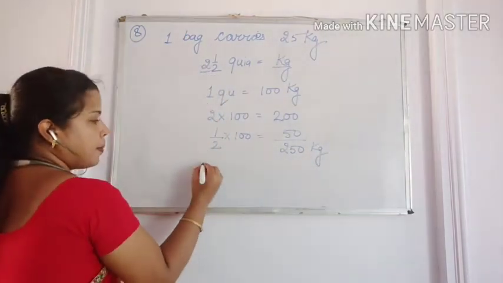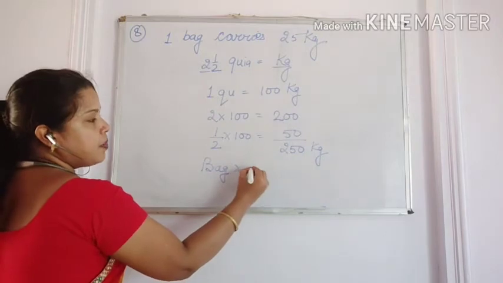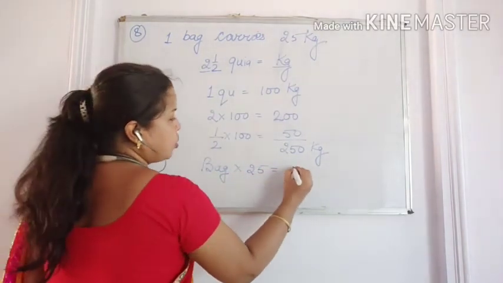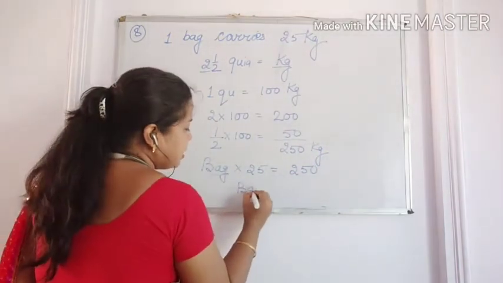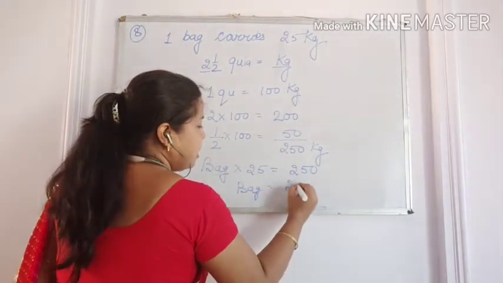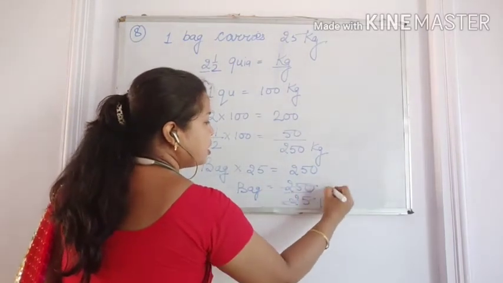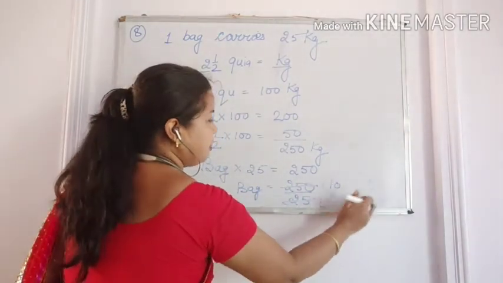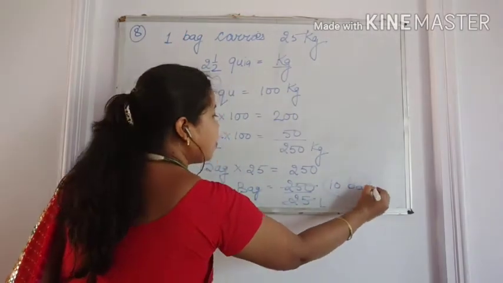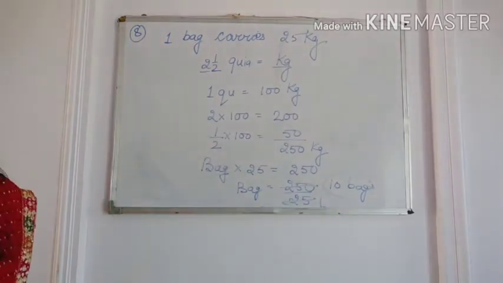अब देखो बेटा, अपन को बैग्स पूछे. एक बैग में कितना आ रहा है मेरे पास? 25. और how much quantity we have? 250. So bag we can keep as it is, 250 divided by 25. 25 ones are 25, and this one 10. So 10 bags we required. Okay, again I am explaining.